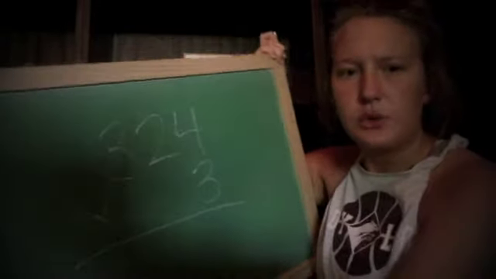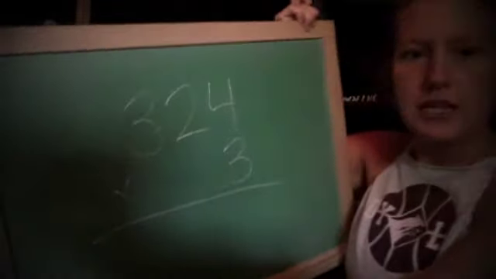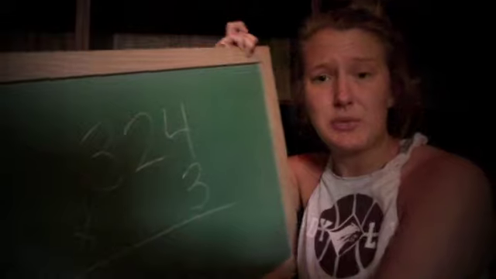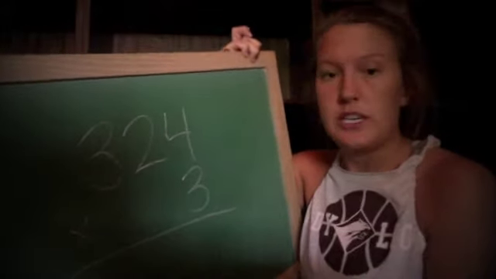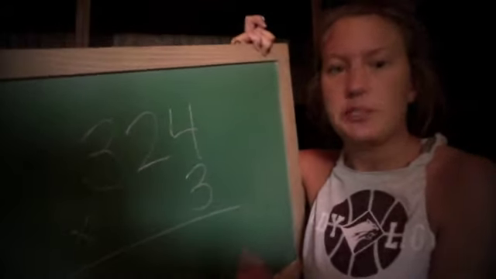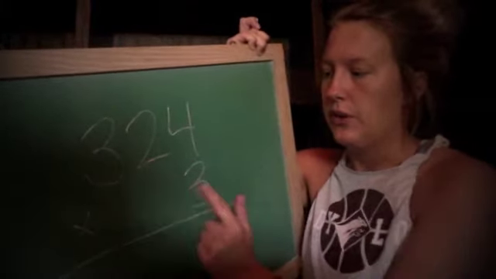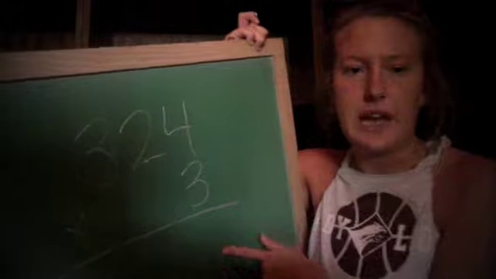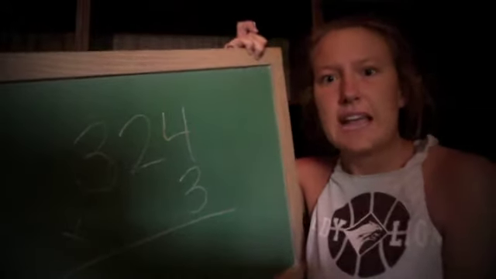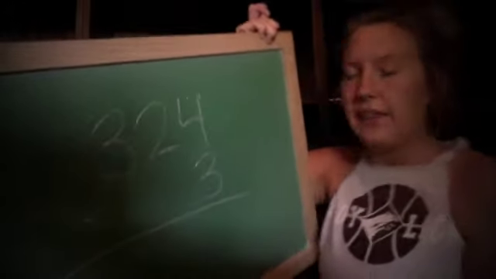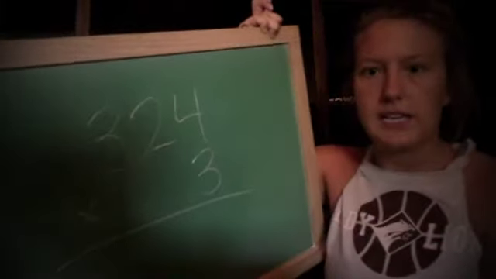So if I told you, solve the problem 324 times 3, there's a bunch of ways you could do it. You might do it using a calculator, or you might do it using the algorithm, 3 times 4, 3 times 2, 3 times 3, and putting it all down below here. Now, say you want to use a new method. This is where partial products comes into play.